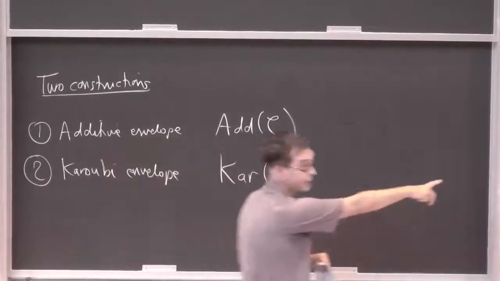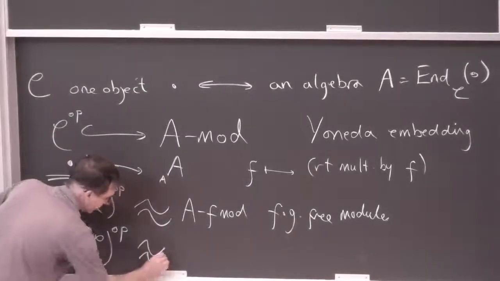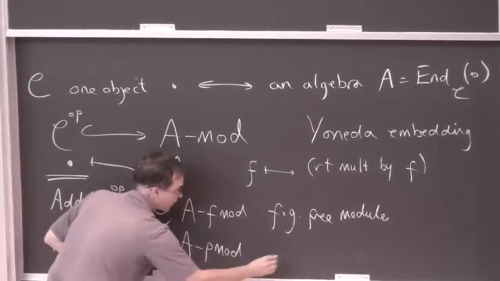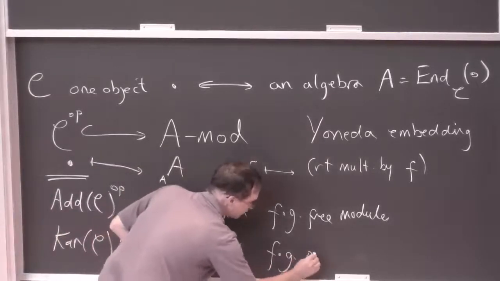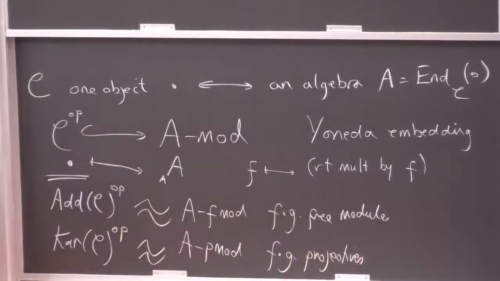And so again, in our little dictionary, what is the Karoubi envelope under the Yoneda embedding? Well, that's just finitely generated projectives. So you take finite direct sums of the regular module, and then you take images of idempotents. So you're taking summands of finitely generated free modules. So that's finitely generated projective. Okay, so don't be scared of additive and Karoubi. I'm going to use them a lot.